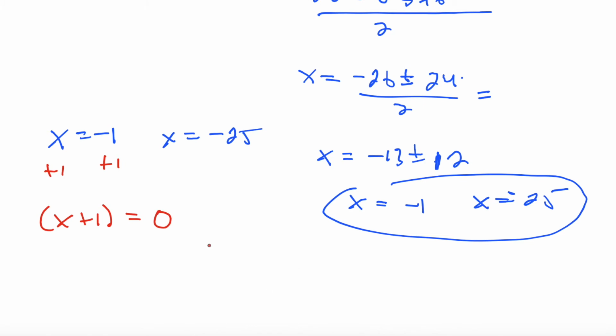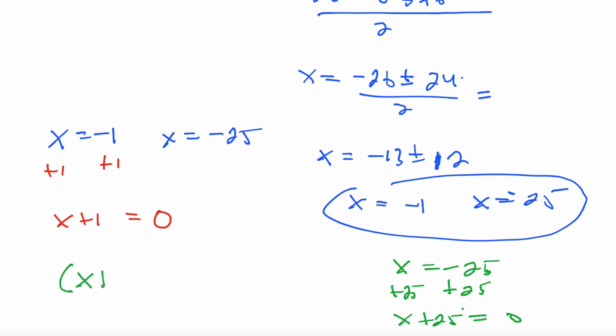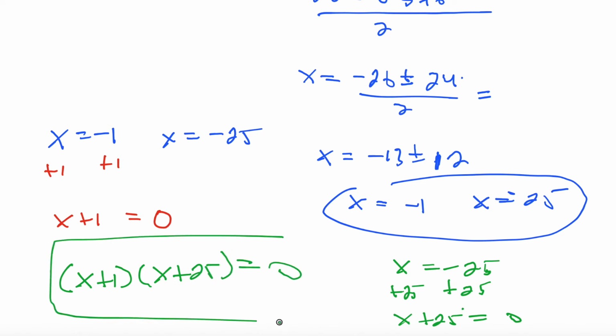Then over here, we got the 25 one, right? So we have x equals negative 25, x plus 25 equals 0. All right, now I'll go like this: x plus 1, x plus 25 equals 0. I just factored the original problem.